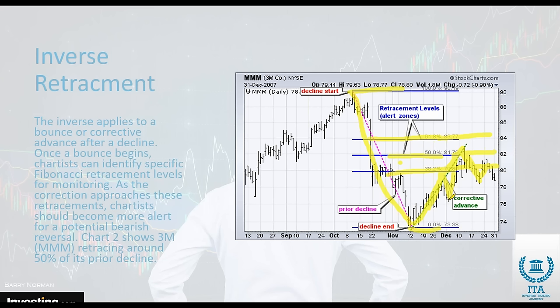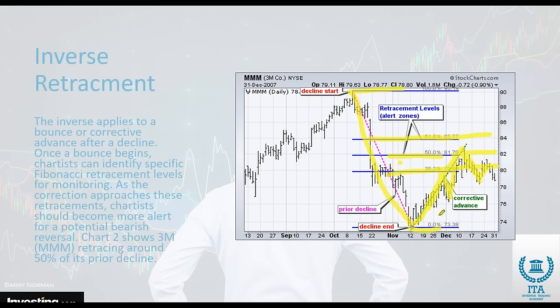And what happens is too many people in the market panic, because they don't understand the difference between a reversal and a retracement. Prices continually retrace as they're moving up. And these Fibonacci levels will help you understand that what you're in is a retracement, because what happens is price is moving up. Here we're looking at 3M.